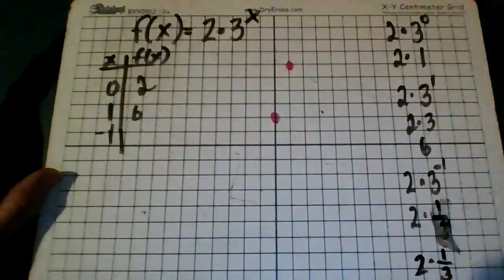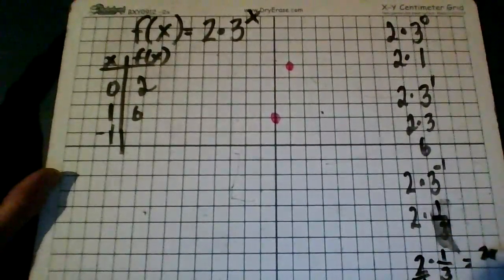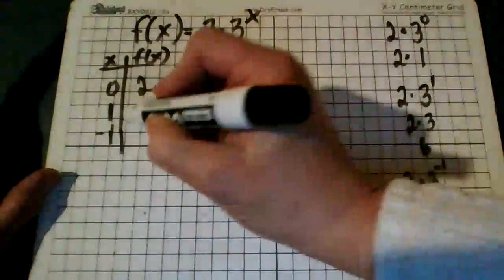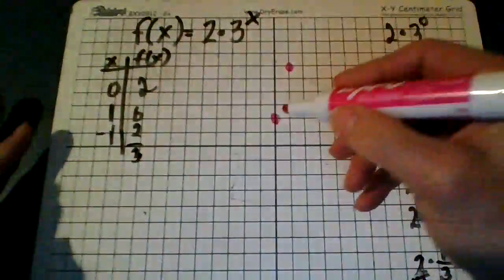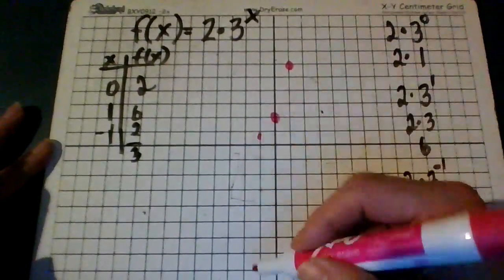So this is 2 times 1/3. I could put that as a fraction. And 2 times 1 is 2, 1 times 3 is 3, and that would be 2/3. So now when I go ahead and plot that point, it's at (-1, 2/3), which would be right about there.